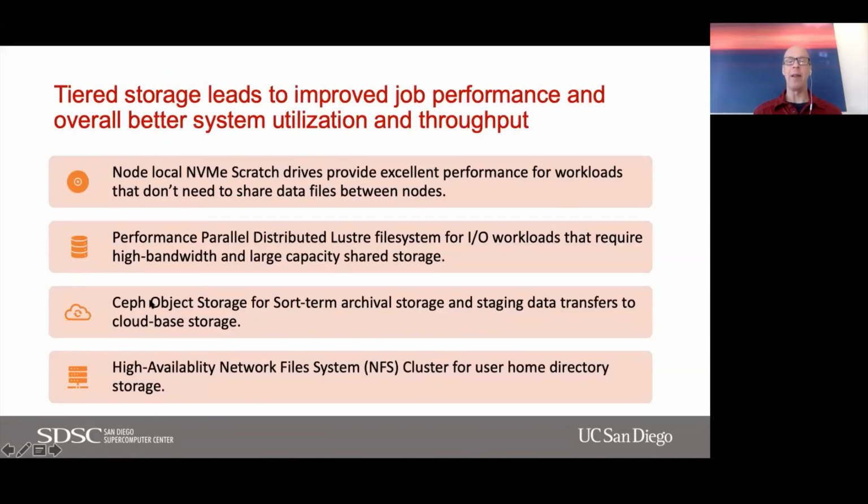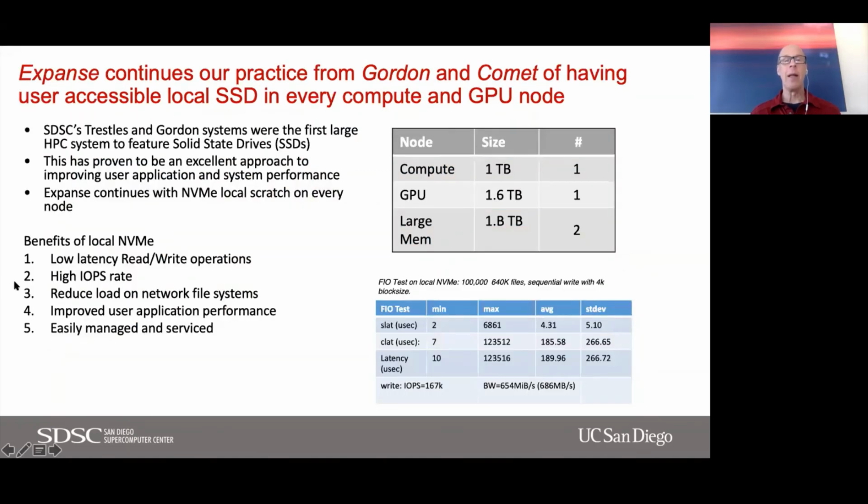We have tiered storage. We have local NVMe scratch drives that are available for the duration of your job. So sometimes you might want to stage data sets there. You might want to store your temporary scratch files there. I mentioned the Lustre parallel file system. This is the workhorse for the supercomputer. We are going to be deploying soon a Ceph object-based storage. And then we have a high availability network file system for your home directories.